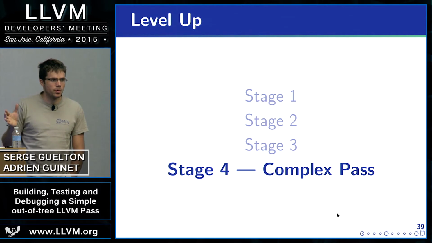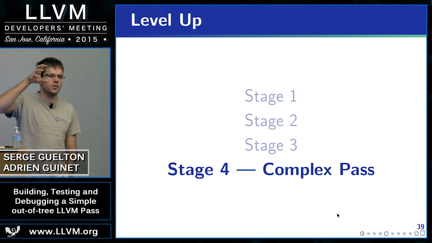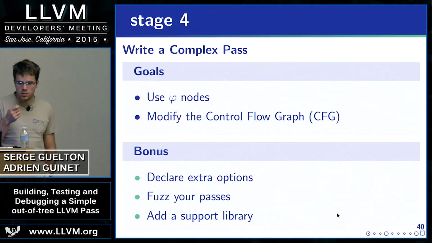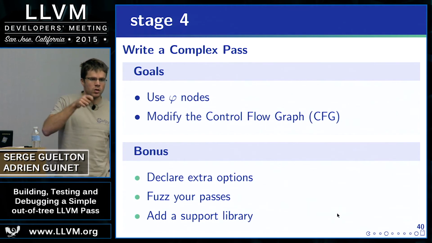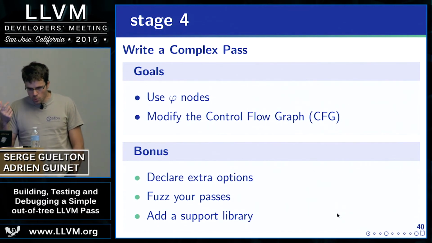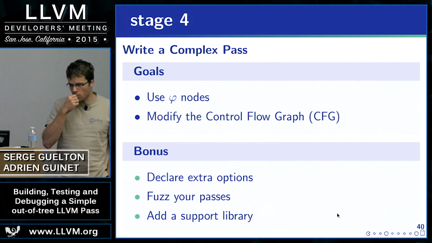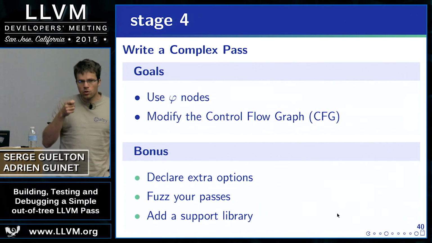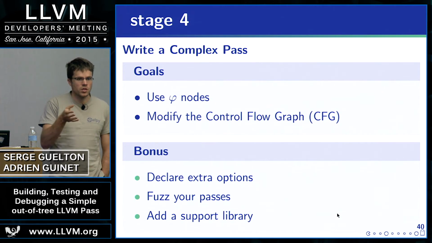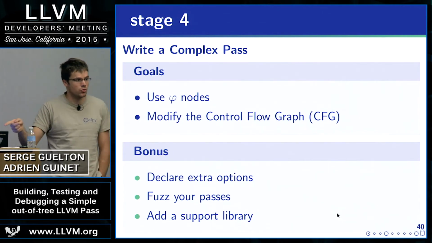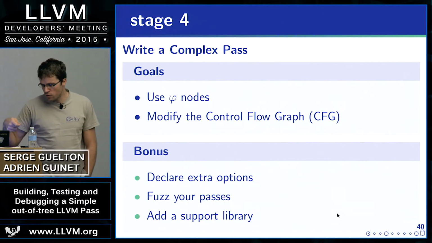Now, last step of the tutorial, we have seen how to write a pass, how to write an analysis. So now we will write a slightly more complex pass and just see a few more things concerning tests. So we will play with basic blocks, phi nodes, and we will see how to declare this MBA minus ratio option I told you about. And we will also go a bit deeper in the testing stuff using fuzzing. If you followed, there was a talk concerning fuzzing this morning, and I advise you to use fuzzing during your compilation, during your development process.